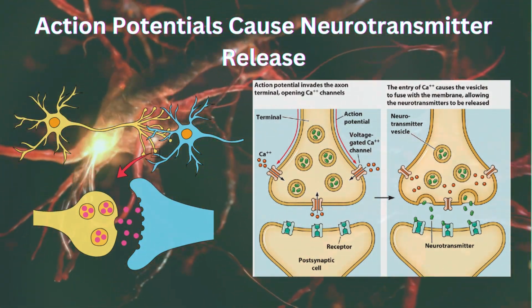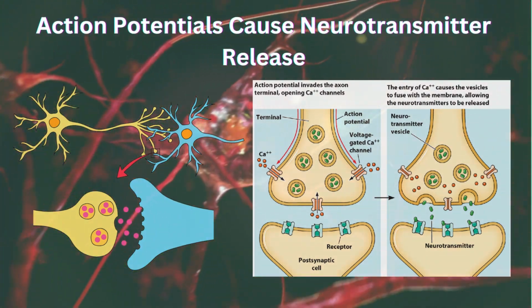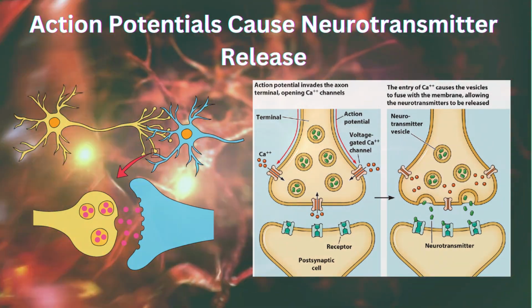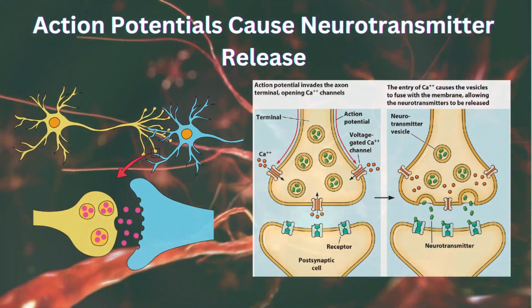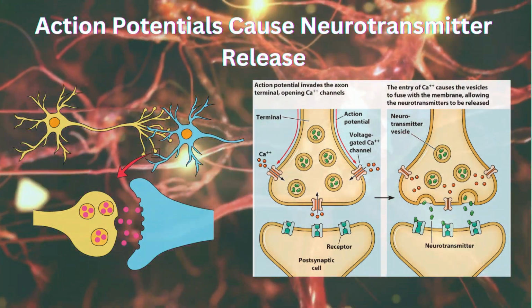Neurotransmitters are released into the synapse, which is the small gap between the presynaptic neuron, the one sending the signal, and the postsynaptic neuron, the one receiving the signal. These neurotransmitters diffuse across the synapse.